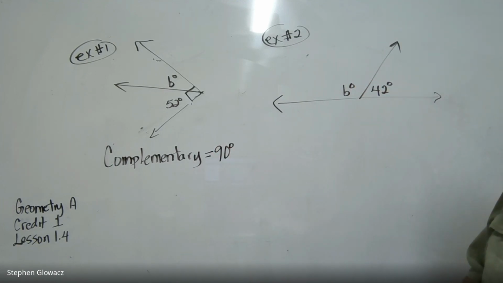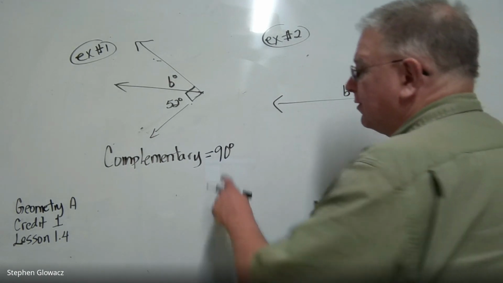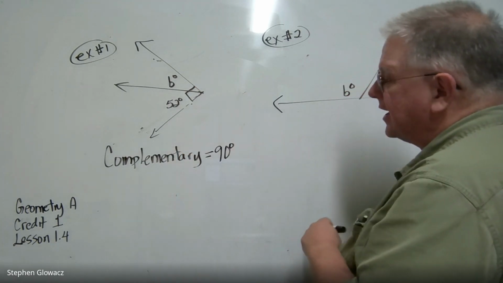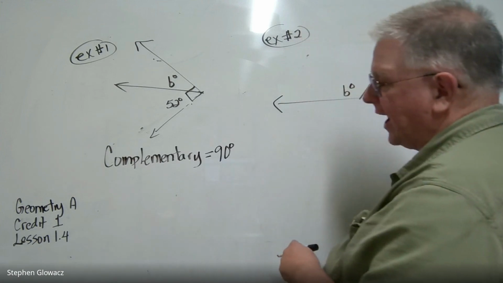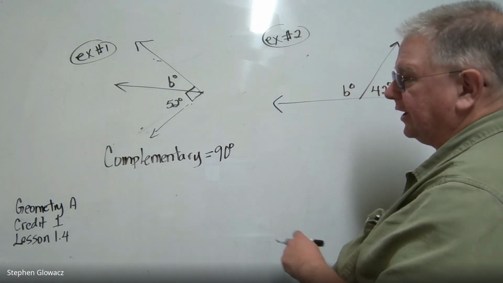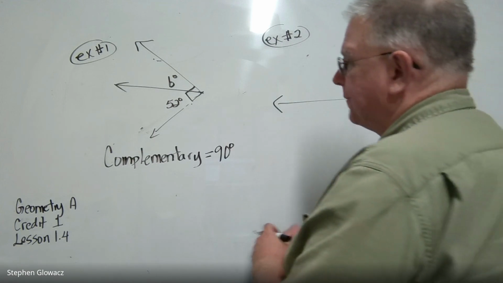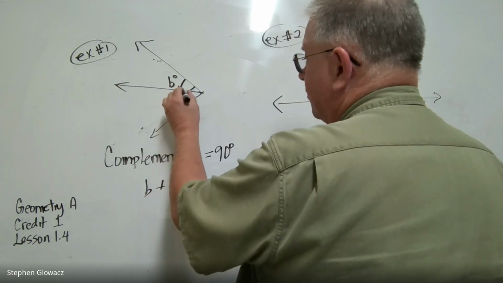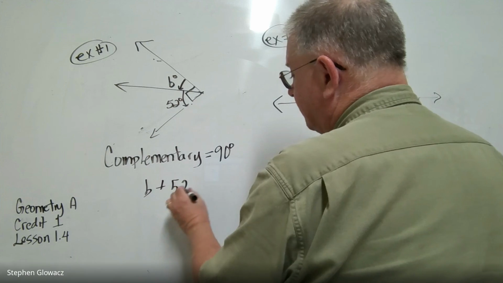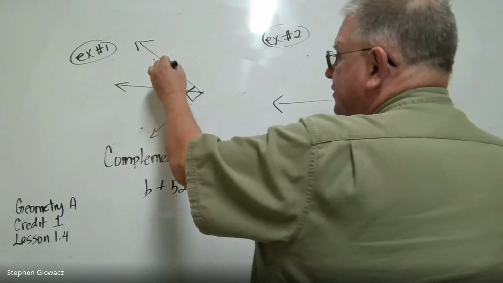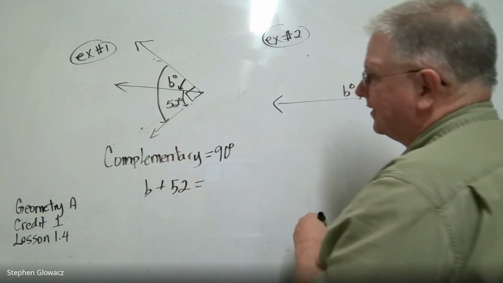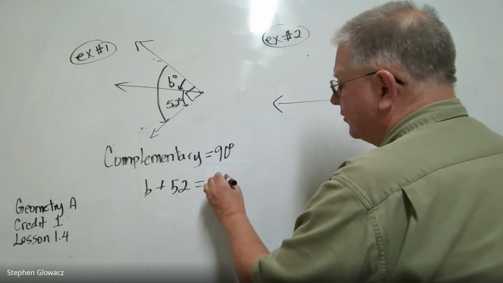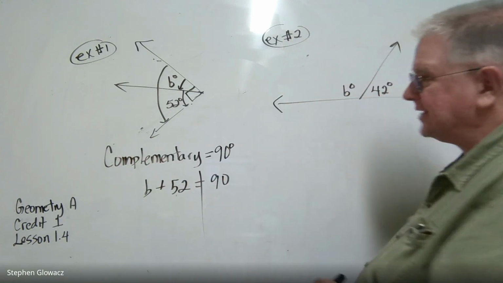And so they want us to find B here. Even without telling us the angles were complementary, we knew that they added up to 90 degrees. But again, we're just introducing that vocabulary word so that we are aware of that as well. So we have one angle that is going to be called B. The other angle is 52. So B plus 52 equals the total of that entire big angle, which is a right angle, or we're told that they're complementary. Either way, the total is 90 degrees.